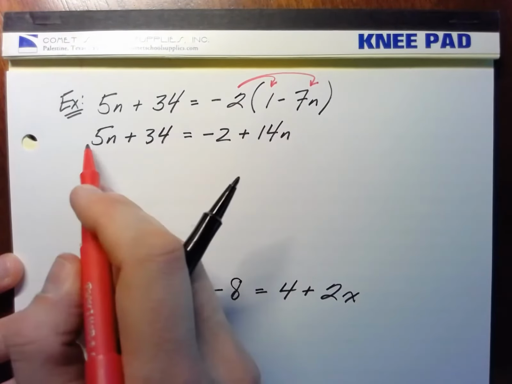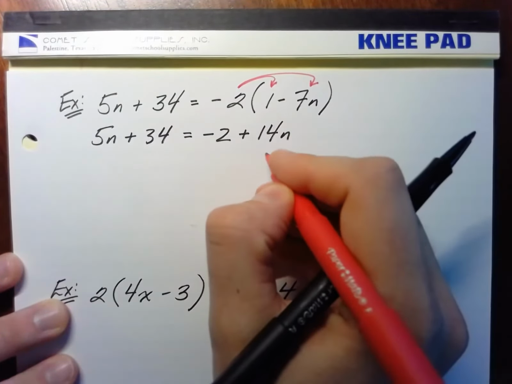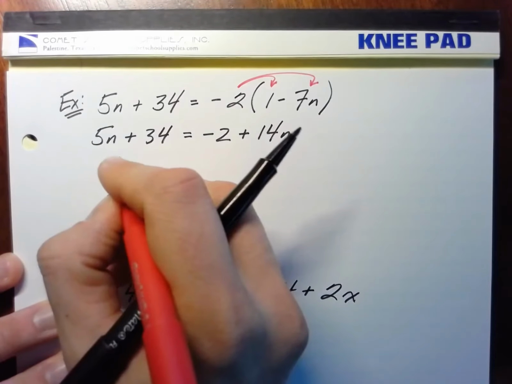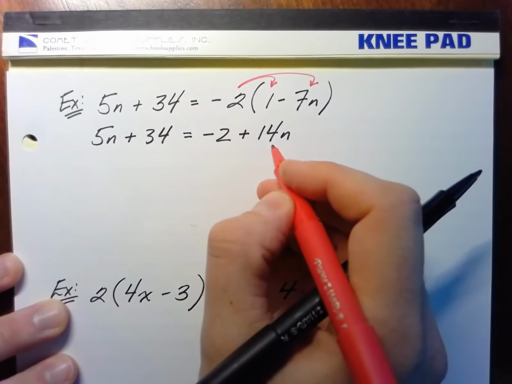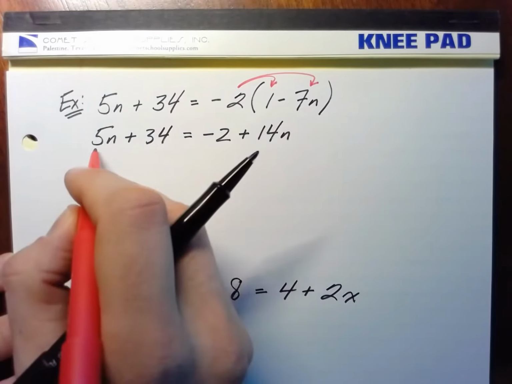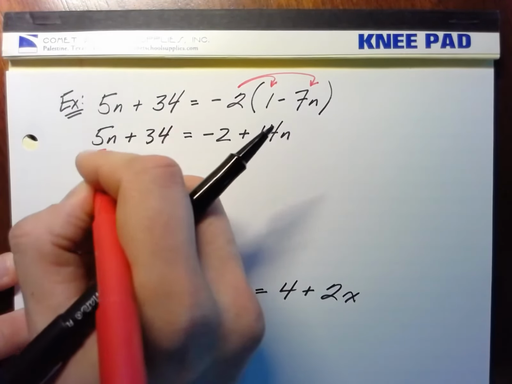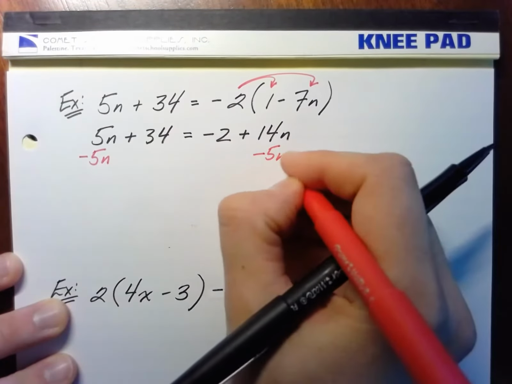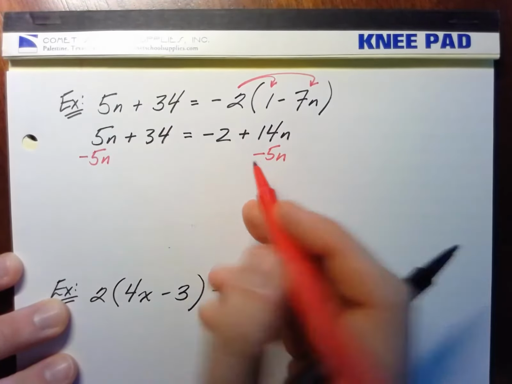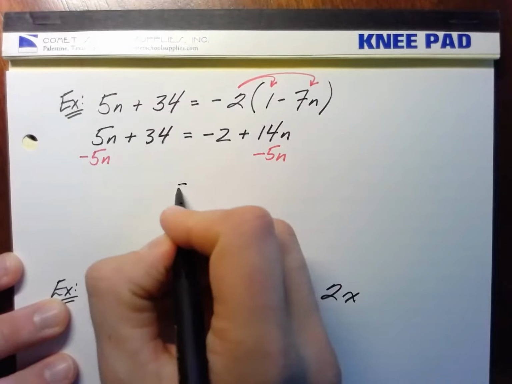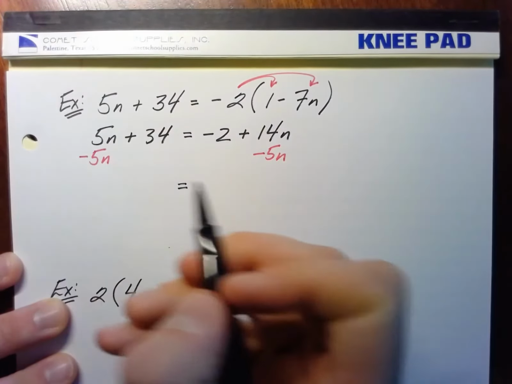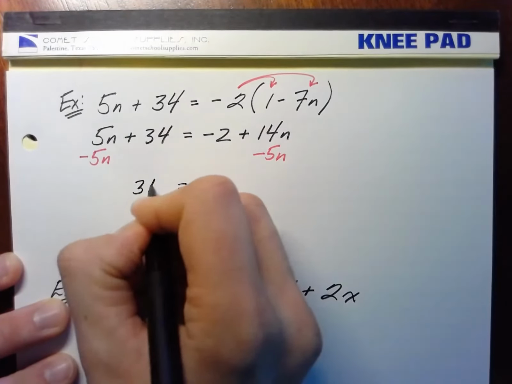Okay, and now I just need to go through and combine terms. Notice that I have n's on both sides. So the first thing I want to try to do is get all the n's together. If I subtract 14n, that's going to make my n negative. But if I subtract 5n, I'll get a positive n over here. There's no benefit to that other than just if you want to make sure that you get a positive number out of it. But either way, you'll get the same thing.